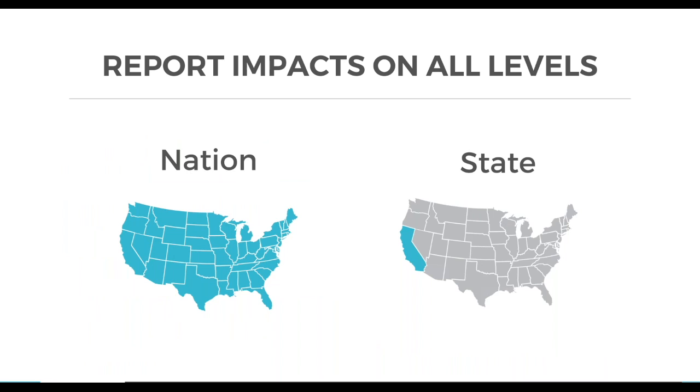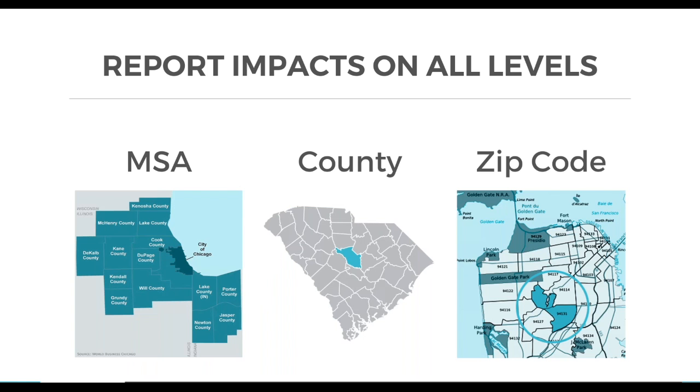IMPLAN offers a large variety of region-based economic impact analysis, and you'll have some of those options to choose from when you decide: do I want to look at the economic impact of my supplier diversity program on the entire nation as a whole, or maybe I want to break it up and look at each state individually, or perhaps I want both. Down the road, we'll be able to do reports at the MSA level.